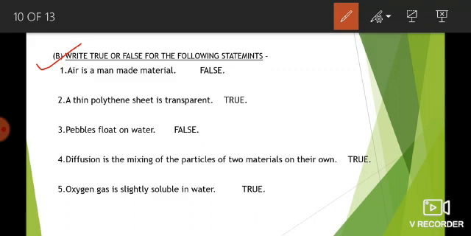Number 4, diffusion is the mixing of the particles of two materials on their own. Yes, it is true. And number 5, oxygen gas is slightly soluble in water. Just now we have discussed. So it is true.